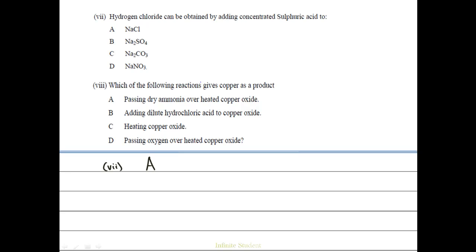The eighth one. Which of the following reactions gives copper as the product? A. Passing dry ammonia over heated copper oxide. This gives me the copper oxide with ammonia gives me copper plus water plus nitrogen. So I do get copper as a product. None of the other reactions gives me copper as a product, and therefore the correct answer would be A.